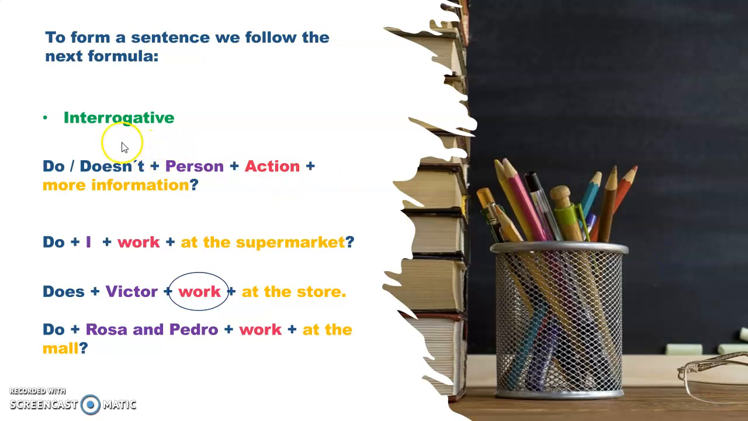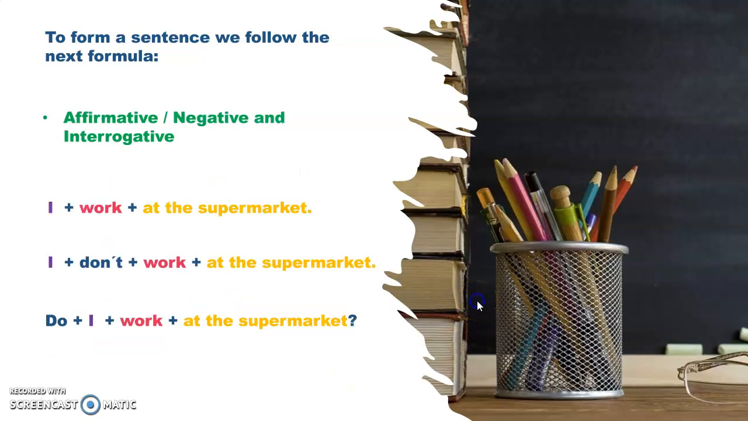And then interrogative. We're going to add this do or does at the beginning of the sentence. My sentence is exactly the same. If you see, I have my person, my action, and my information, but we put at the beginning the do and the does. Then the sentence stays exactly the same, but with do. Then, do I work at the supermarket? Does Victor work at the store? Do Rosa and Pedro work at the mall? Then it is pretty simple. Then let's watch them together.